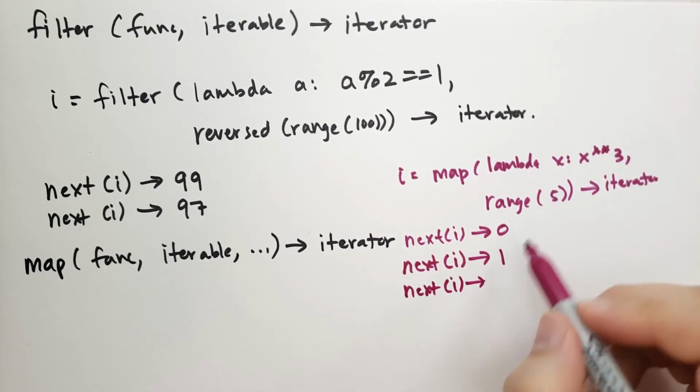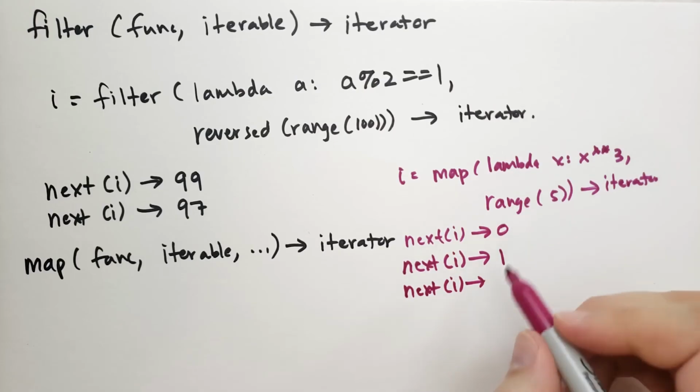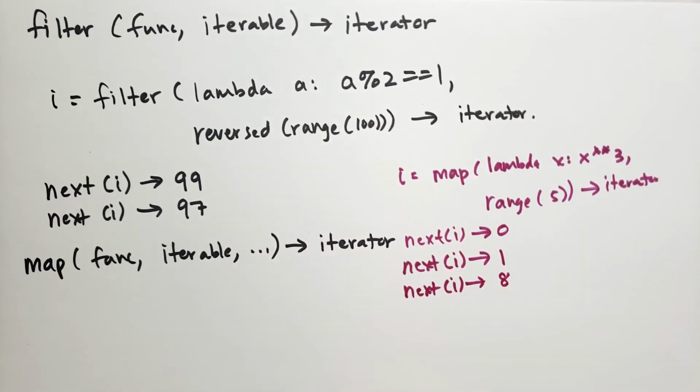Calling it again, we get 2. 2 raised to the third power is 8, and so on. Okay. We can also call it with multiple iterables.